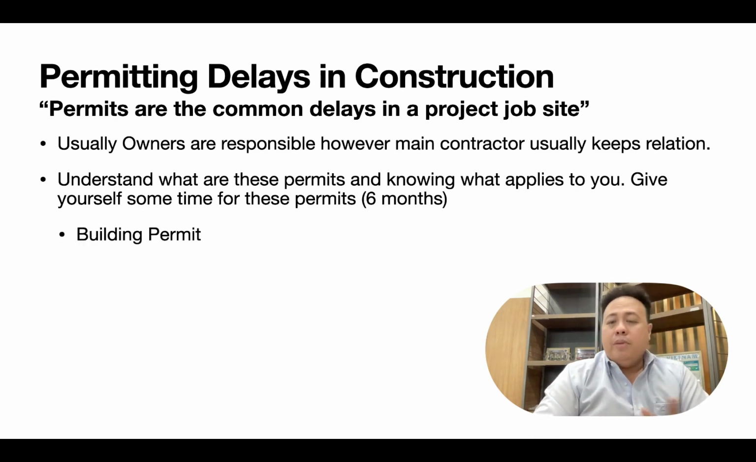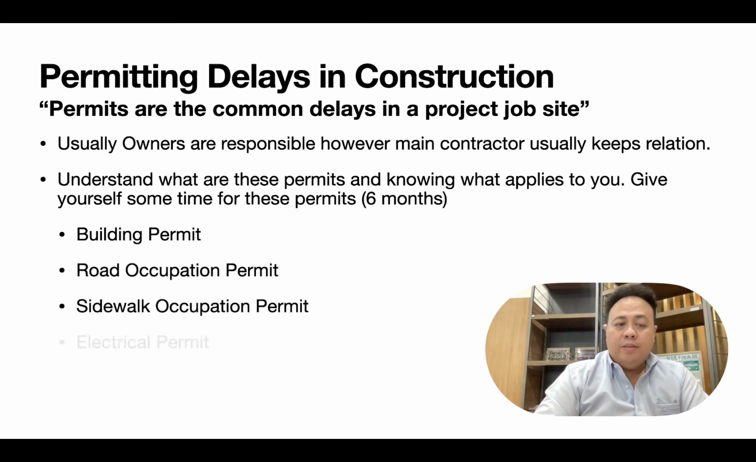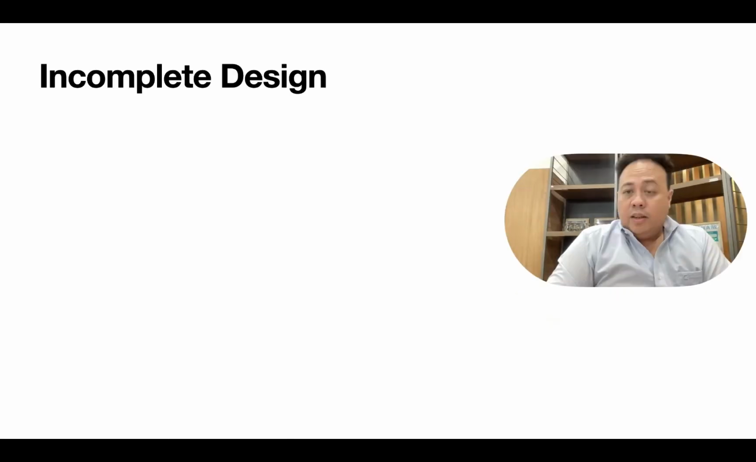So you have building permit, road occupation permit, sidewalk occupation permit, electrical permits, your HVAC permit, and your underground plumbing permits. So, okay, the next one, another reason, would be incomplete design.